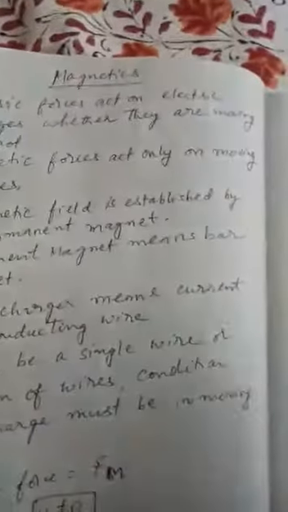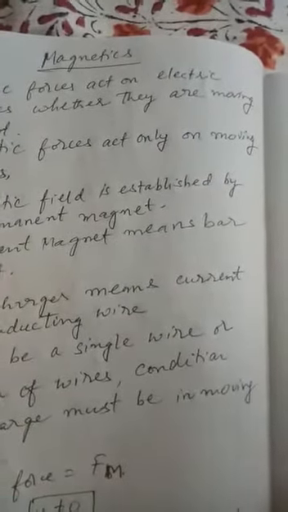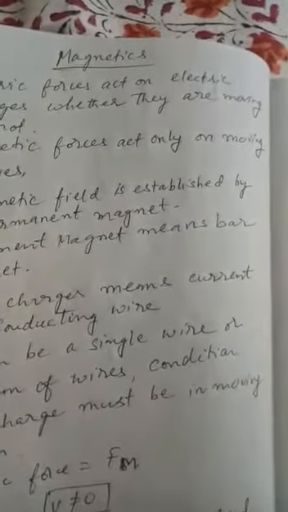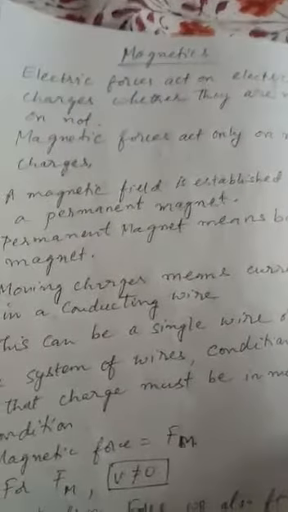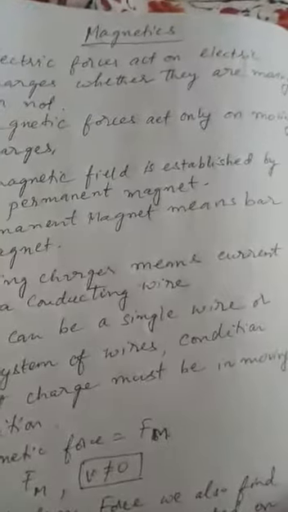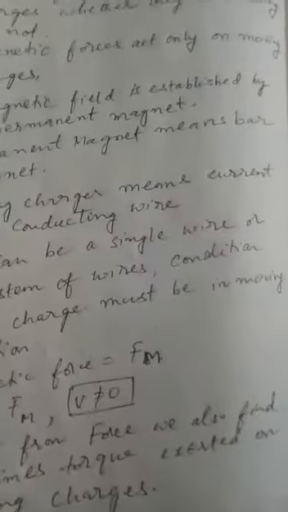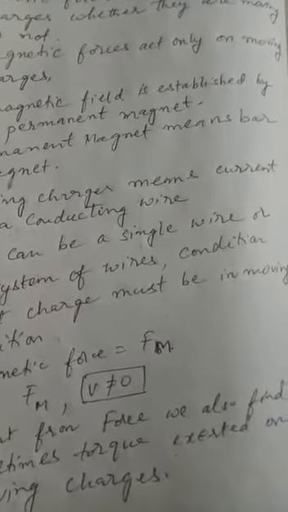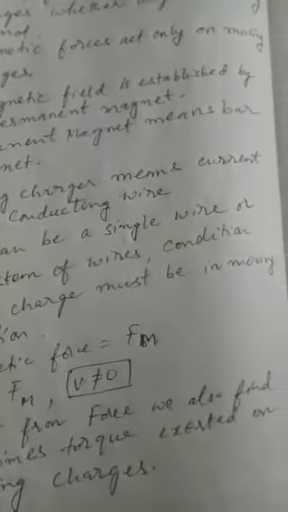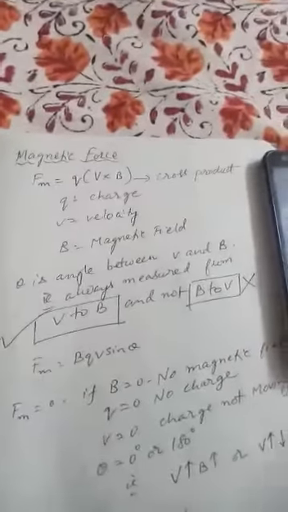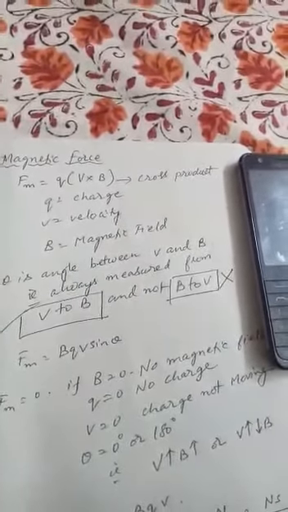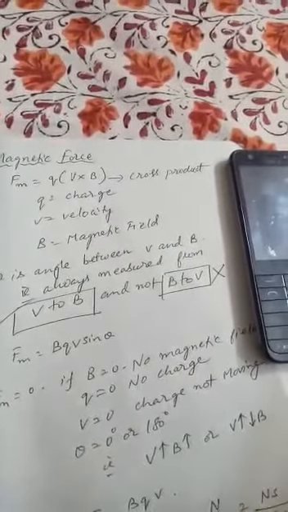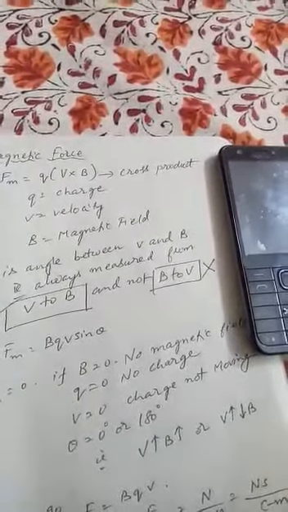Now you can see I am giving some notes. Magnetic forces act only on moving charges. If the charge is at rest, there is no magnetic force. You can make a note of all this. So the condition is that V must not be equal to 0. Magnetic force is denoted by Fm. There is a formula to calculate this: Fm is equal to Q into V cross B. It is a cross product, it is not a dot product.